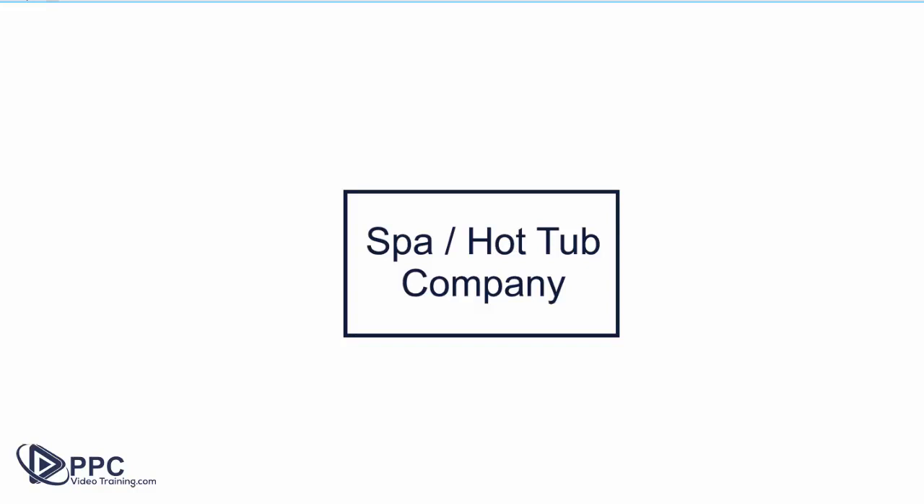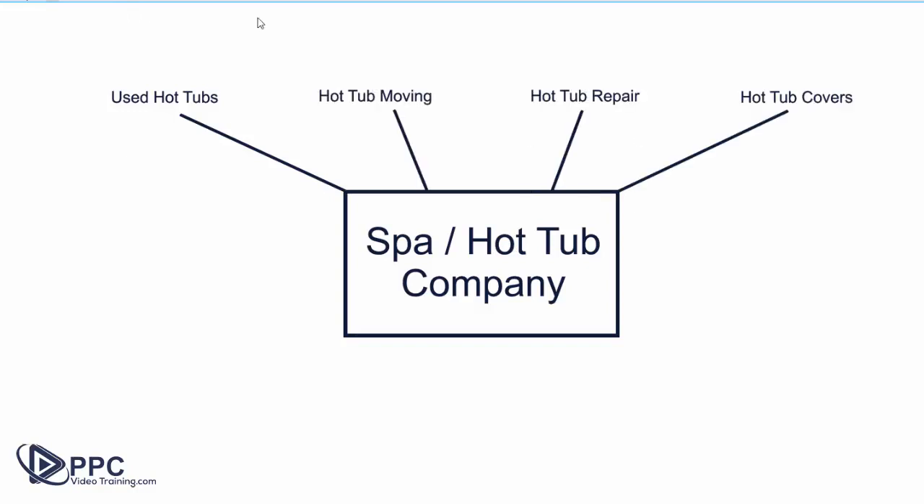Now, this is a real-world example. This happens to be a client of ours, and there are several different things that they provide. They provide services. They provide used hot tubs. They do hot tub moving, they do hot tub repair, and you can also buy hot tub covers from them. Now, one thing that they don't do is they do not sell new hot tubs.